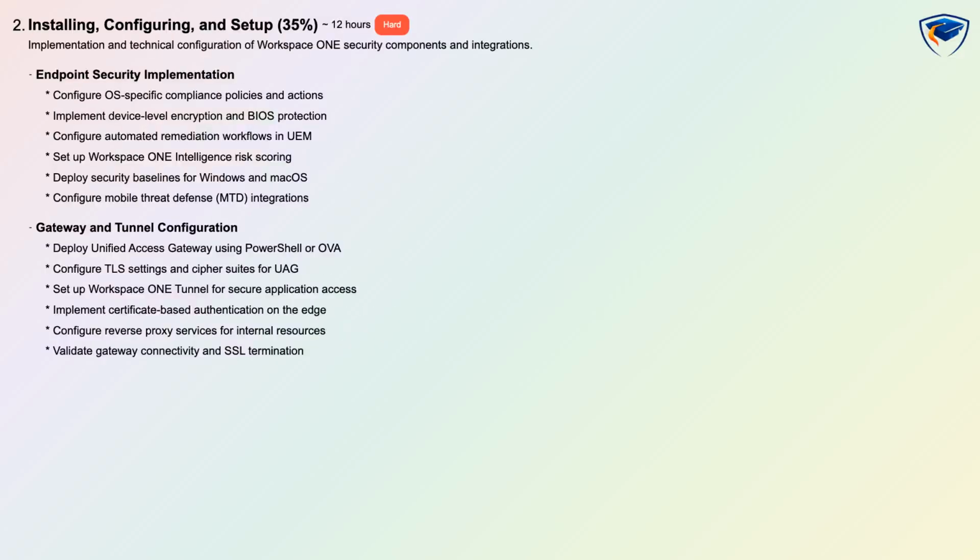The installing, configuring, and setup domain focuses on implementation and technical configuration of Workspace 1 security components and integrations. This domain covers topics such as endpoint security implementation and gateway and tunnel configuration. You'll learn to configure OS-specific compliance policies, implement device-level encryption, set up Workspace 1 Intelligence risk scoring, and deploy security baselines for Windows and macOS. You'll also learn to deploy Unified Access Gateway using PowerShell or OVA, configure TLS settings and cipher suites, and set up Workspace 1 tunnel for secure application access.